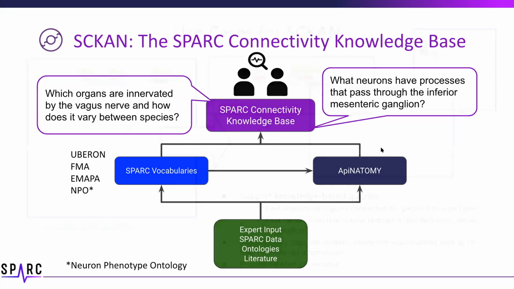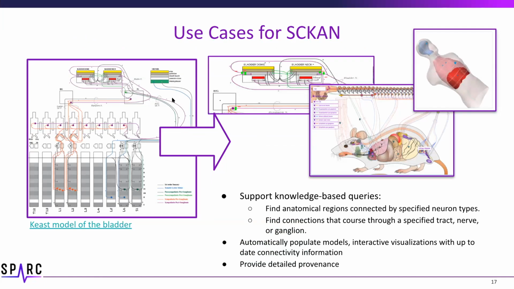So the motivation for SCAN is what I just mentioned, right? We want to move from a manual workflow that takes these and draws them in other contexts to a dynamic system that can support knowledge-based queries. Such queries include: find anatomical regions connected by specific neuron population types, and find connections that course through a specified nerve tract or ganglia. We want to automatically populate models, interactive visualizations, and simulations with up-to-date connectivity information. We also want to attach all of this information to very detailed and fine-grained provenance.